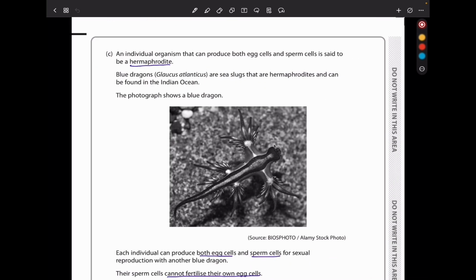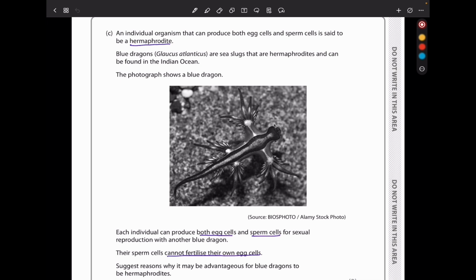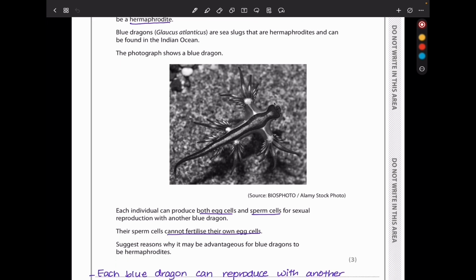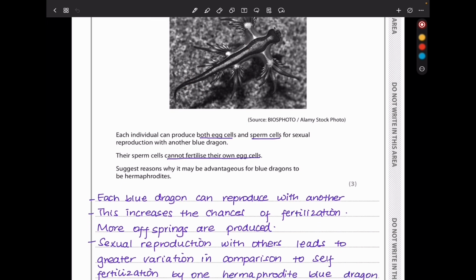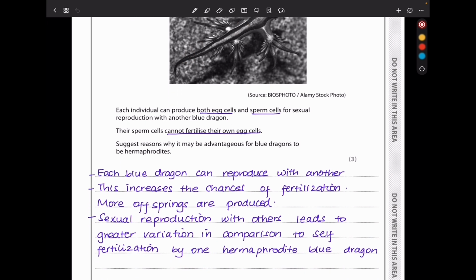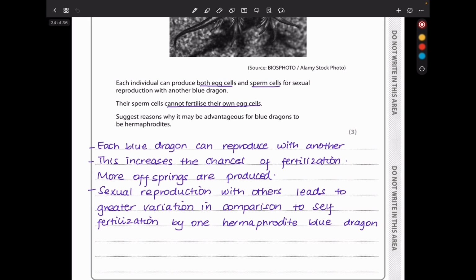In part C, an individual organism that can produce both egg cells and sperm cells is said to be a hermaphrodite. Blue dragons are sea slugs that are hermaphrodites and can be found in the Indian Ocean. The photograph shows a blue dragon, which is this one here. They say each individual can produce both egg cells and sperm cells for sexual reproduction with another blue dragon. The sperm cells cannot fertilize their own egg cells. Suggest reasons why it may be advantageous for blue dragons to be hermaphrodites.